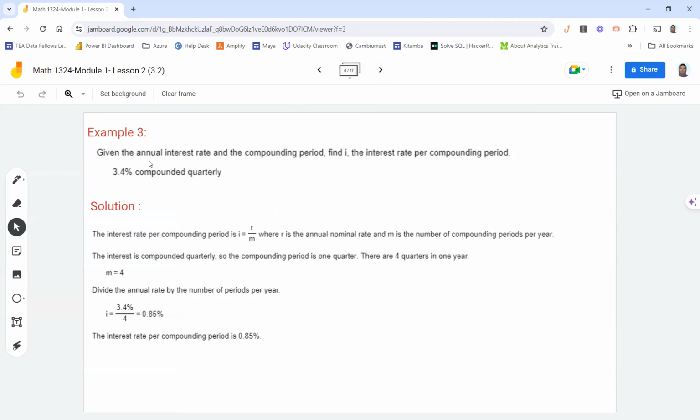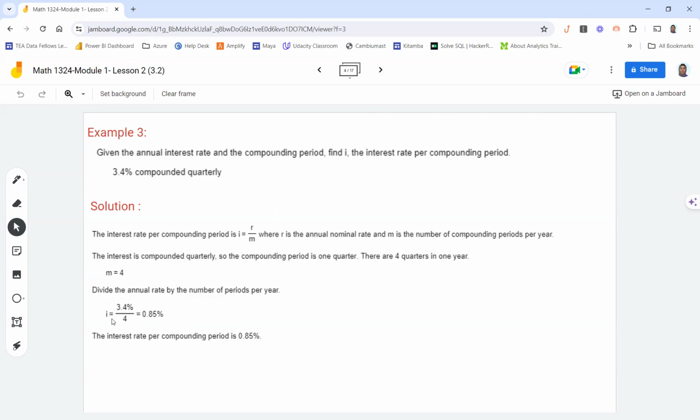Third question is asking to find the annual interest rate and compounding period. These two are given. You're going to find the interest rate per compounding period. So there are two pieces of information they are giving. The rate is 3.4% and it is compounded quarterly. So how are you going to find the I value?